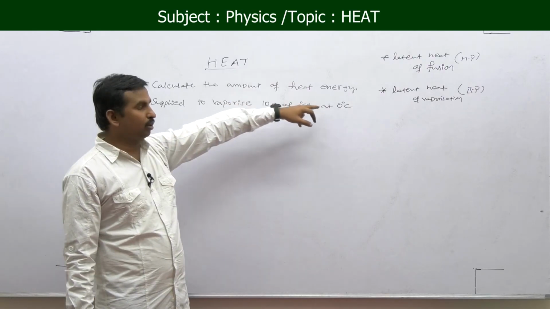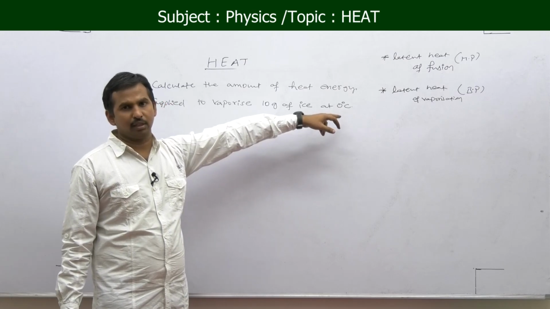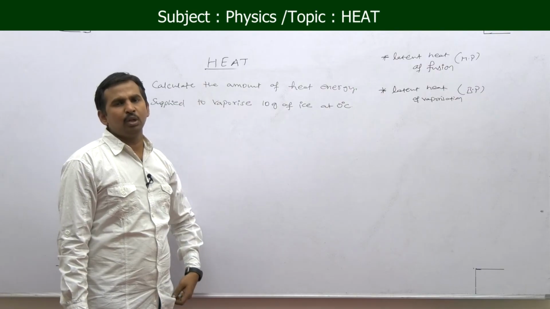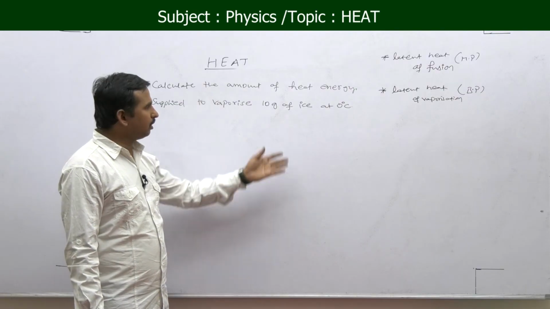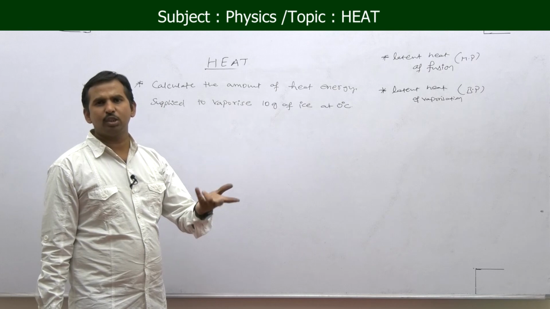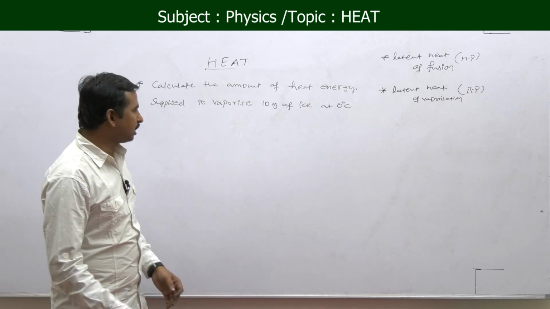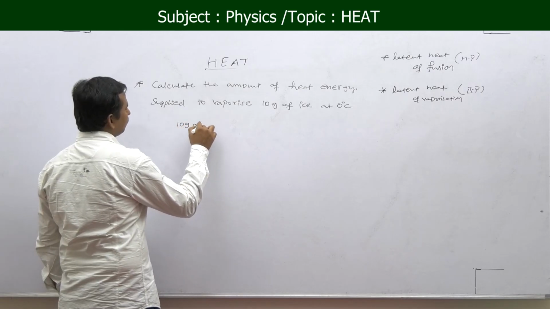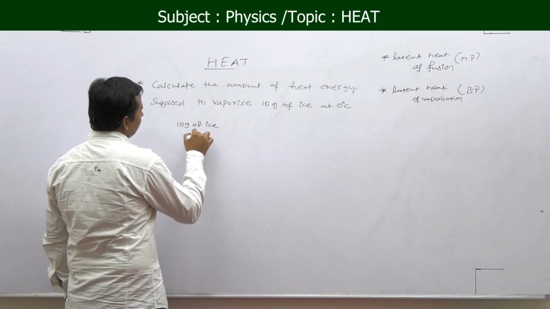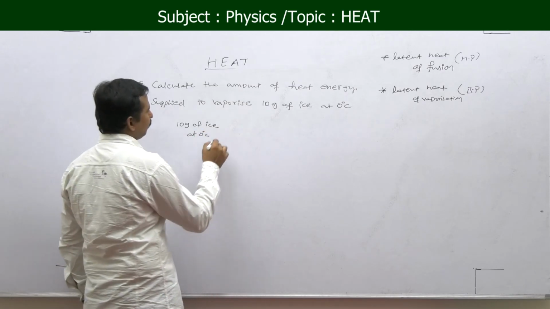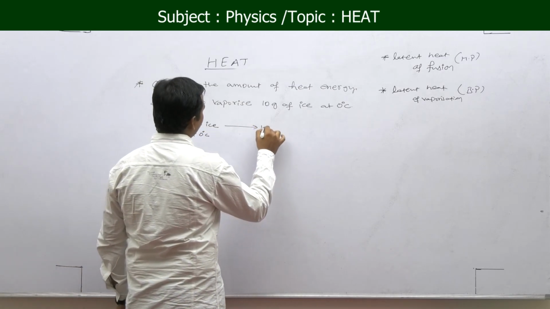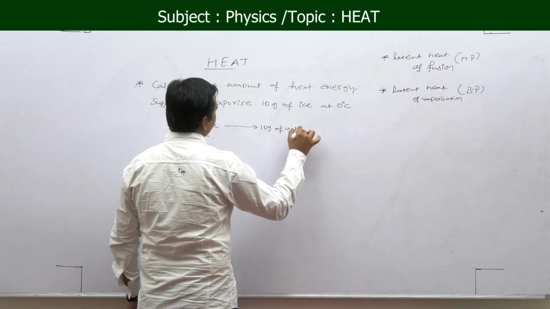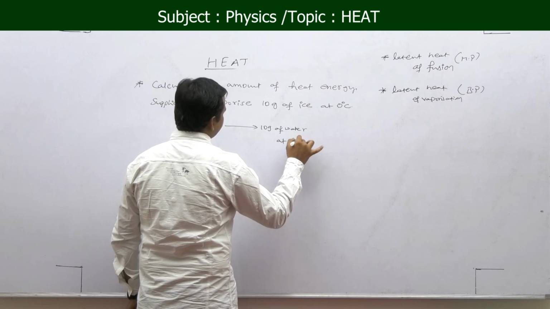Means at first we have to change this ice at 0 degrees Celsius, and not only that, water at 100 degrees Celsius actually vaporizes to steam at 100 degrees Celsius. But here we are having ice, so we have to change the state also. That's why first we are taking 10 grams of ice at 0 degrees Celsius. First we are converting this into water there. Means 10 grams of water at 0 degrees Celsius you will get.